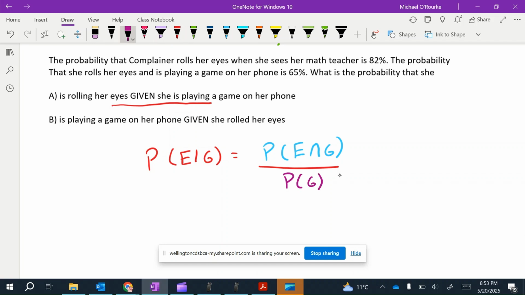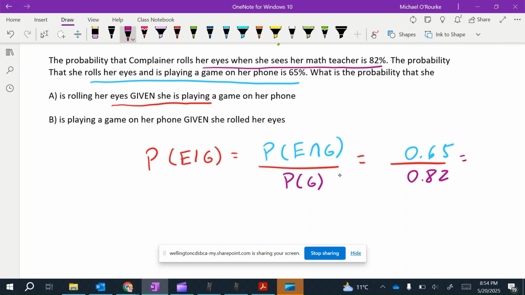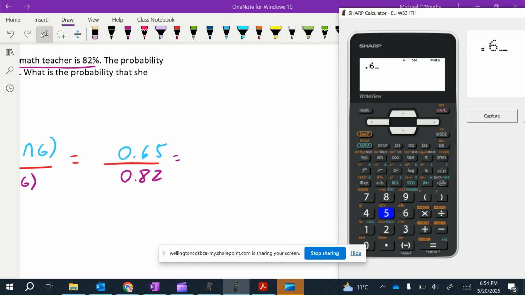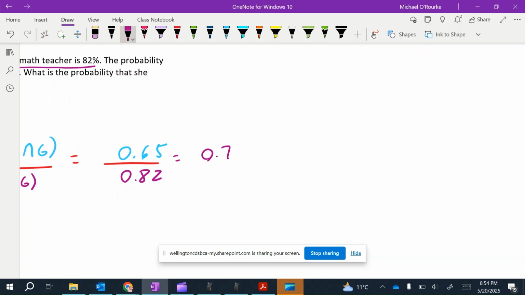So that equals the probability she's rolling her eyes and playing a game, which is right here at 65%, so 0.65. The probability she rolls her eyes is 82%, so we're at E2, which equals 0.65 divided by 0.82 equals 0.79 or 79%.